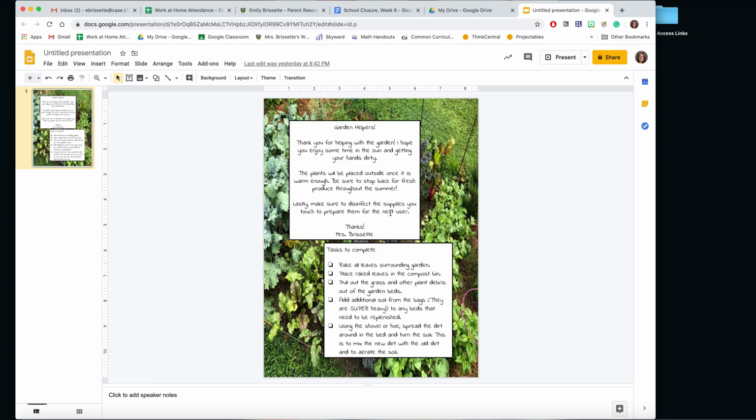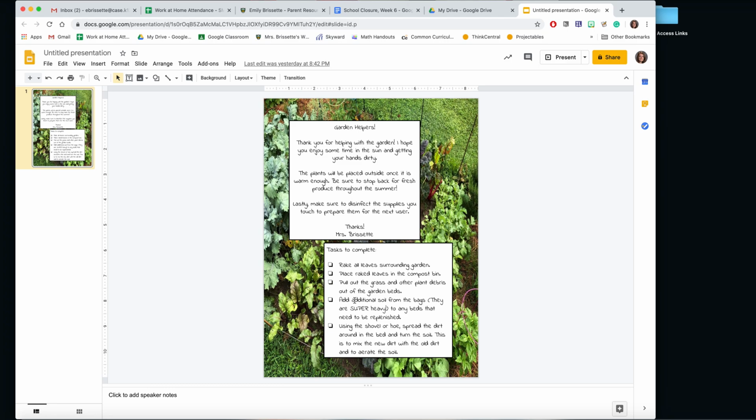There's Clorox wipes and Germ-X in there. But these are the things that need to be done. The leaves need to be raked around the garden. Those leaves need to be placed into the compost bin. The grass and other plant debris can be pulled out of the bed. This can go into the compost bin. Any additional bags of soil that I have in the shed that are super heavy, so be really careful when you pick them up, can be added to any of the beds that need to be replenished.